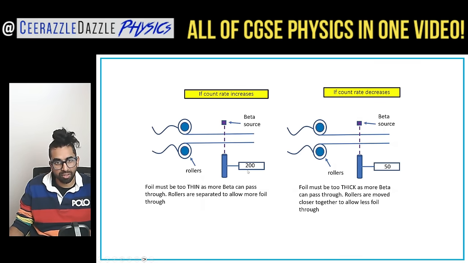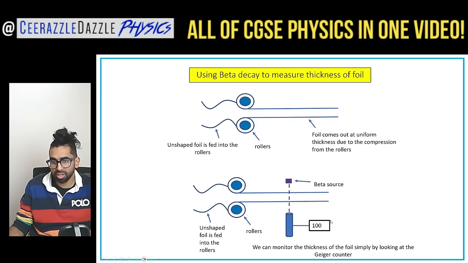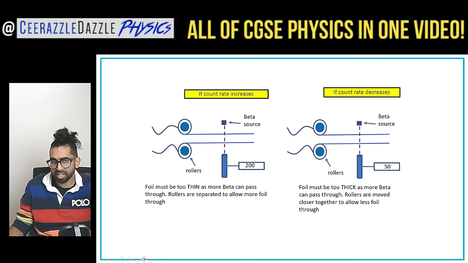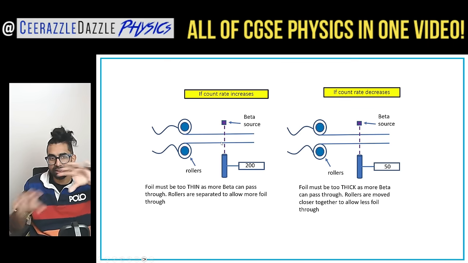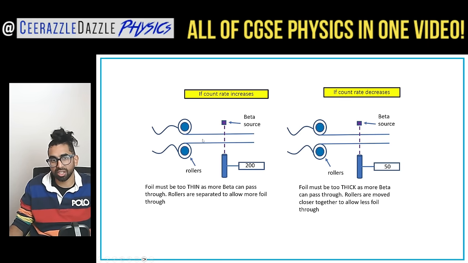So over here, we can see that the thickness of the foil has gone up from 100 to 200 over here. So what does that tell you? Obviously, that means that if there's loads more radiation being detected, the foil is too thin, okay? And therefore, you can separate the rollers to increase the thickness of the foil.